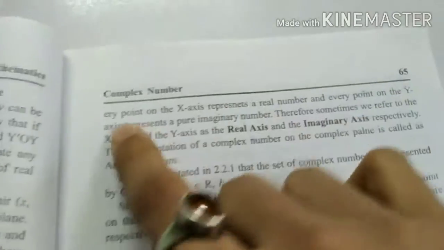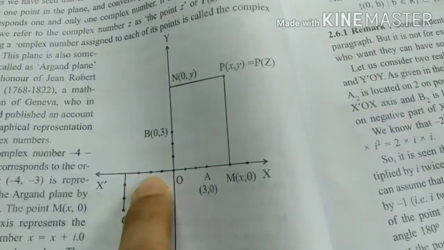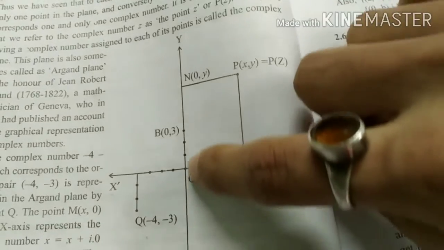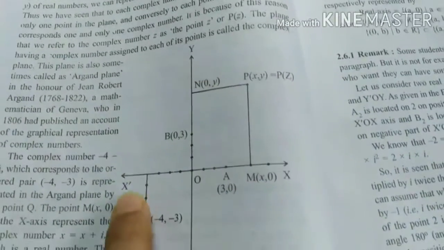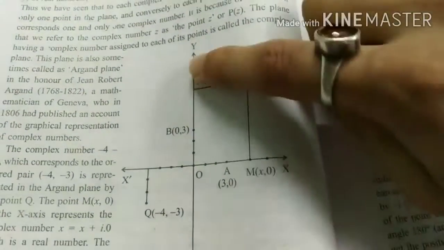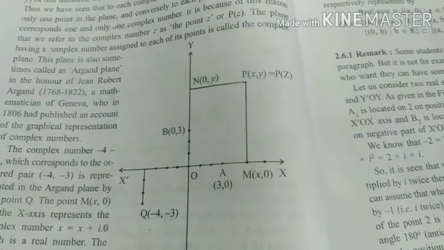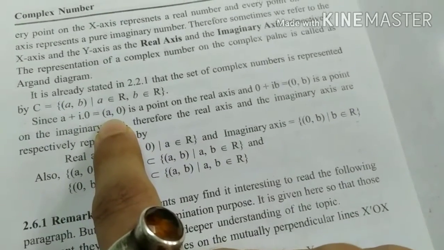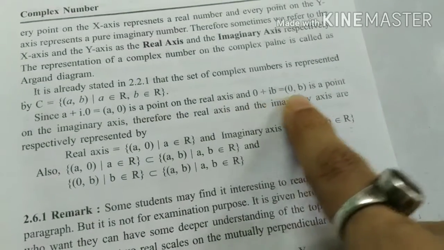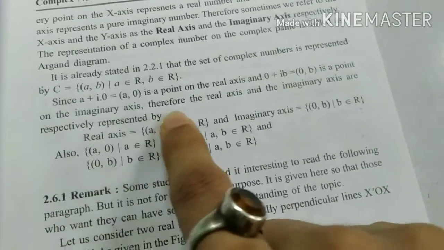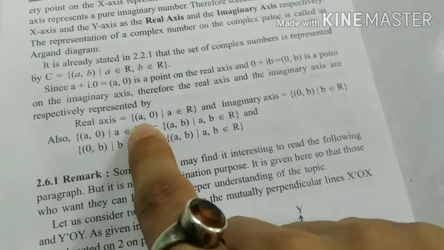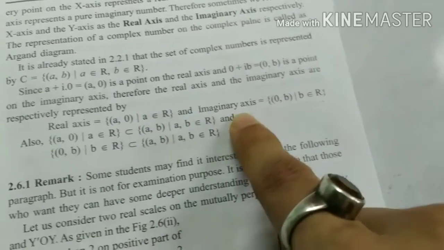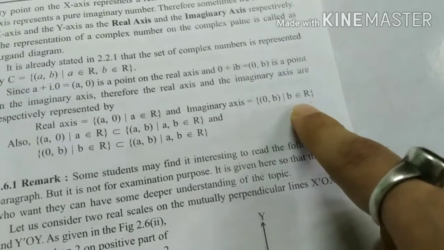So we have seen that every point on the x-axis represents a real number, and every point on the y-axis represents a pure imaginary number. Therefore, we sometimes refer to the x-axis as the real axis and the y-axis as the imaginary axis. Since a plus i times 0, or a comma 0, is a point on the real axis, and 0 plus ib, which equals 0 comma b, is a point on the imaginary axis, the real axis is represented by a comma 0, such that a belongs to R, and the imaginary axis by 0 comma b, such that b belongs to R.